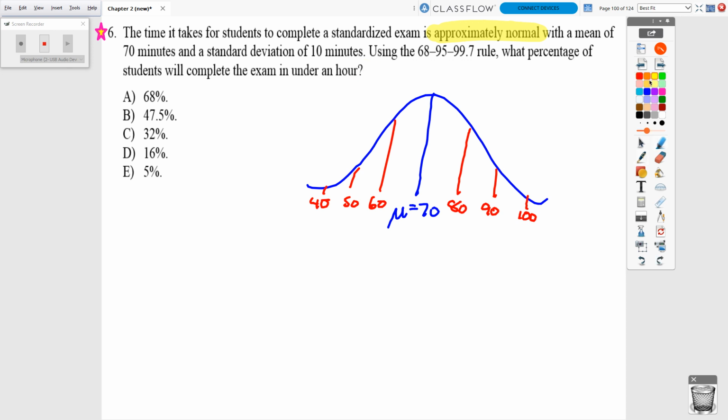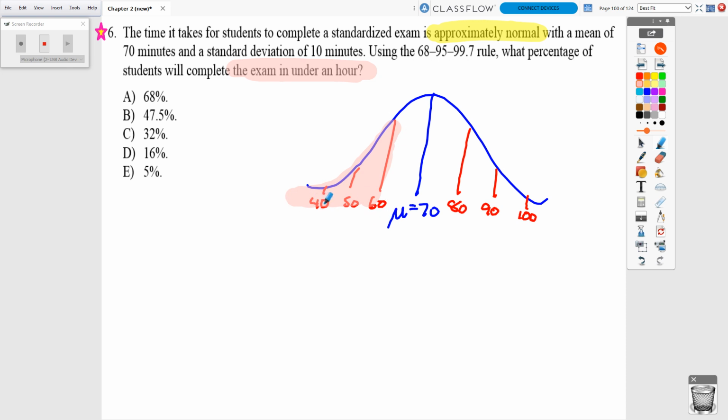Well, we've got to do just a small calculation here. So in under an hour is under 60 minutes. Because you've got to realize the units of the 70 and the 10 for the mean and the standard deviation are in minutes. So I'm making you do one thing, to know that an hour is 60 minutes. Here is 60 minutes. And so we need to figure out what is the area under the curve from 60 all the way down, really to 0, right?